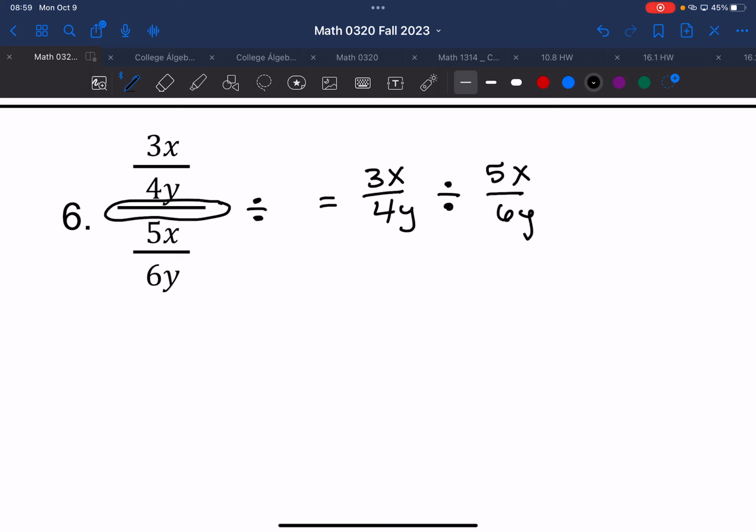But since we can't divide and we need to multiply, what's going to happen to that second fraction? Good, it's going to flip. So I'm left with 3x over 4y times 6y over 5x.